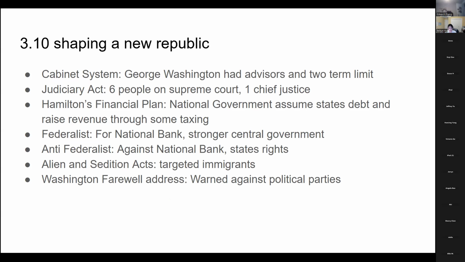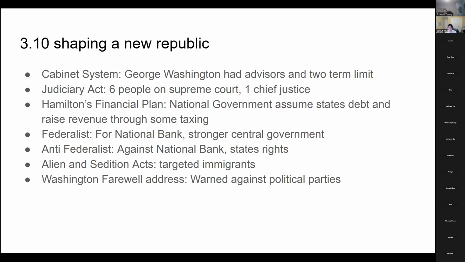And one important thing to know is the Judiciary Act. So this created a Supreme Court. There were six people on the Supreme Court with one Chief Justice. And I don't know why they decided to choose an even number, because think about it, three people agree one way and three people agree a different way. How would you figure that out? So the first Supreme Court had six people, and there would be significant changes later.